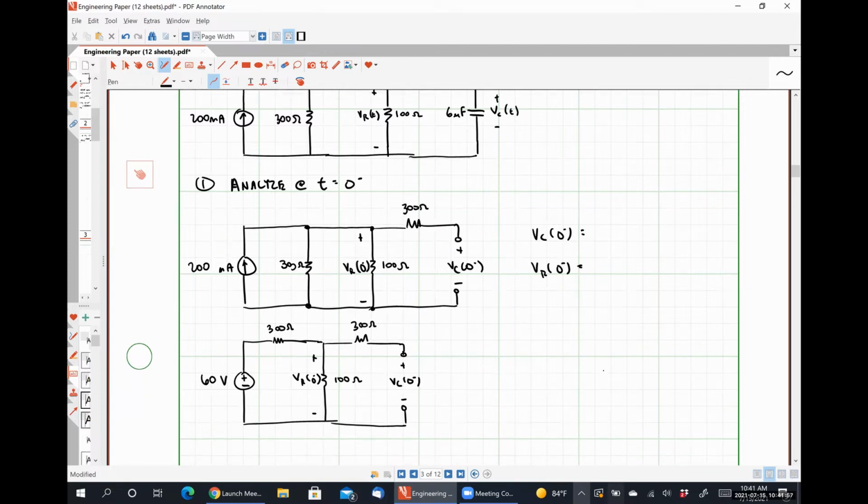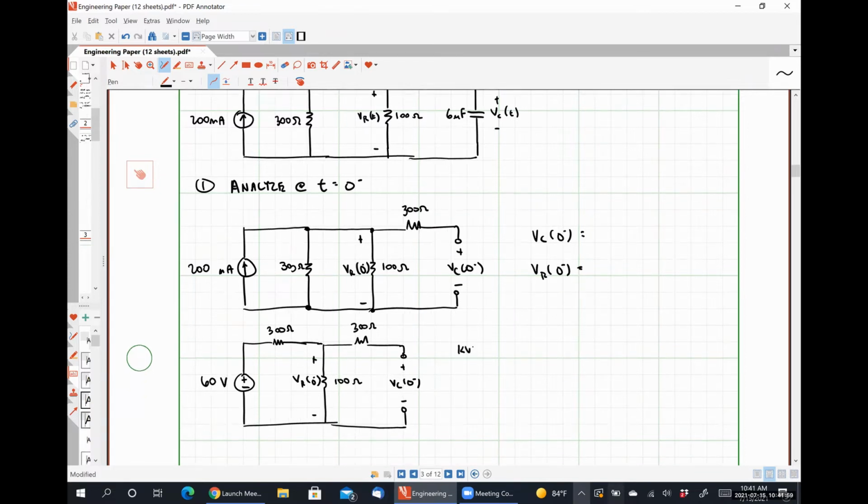Okay, so if we do KVL, I'm going to write KVL at the left-hand loop. We would have negative 60 volts plus 300 ohms times the current flowing through that 300 ohm resistor, which we don't know. I'm just going to label that as I300 for right now. And so I'm going to draw this and call it I300 to be clear about what we're finding. Plus VR at 0 minus is equal to 0.